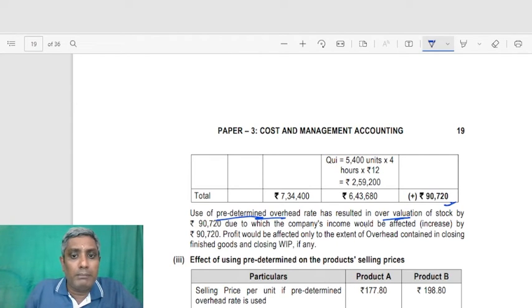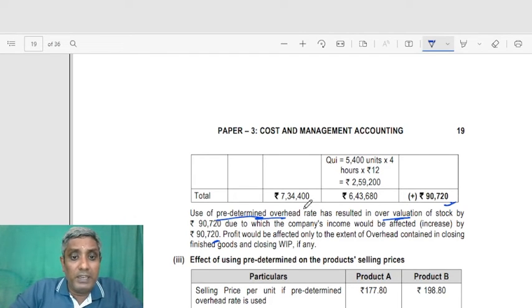So the company's income would be affected by 90,720. It would have been increased. The profit would be affected only to the extent of overhead contained in closing stock and work in progress. In this question there is no work in progress, so only the closing stock will be affected. Clear? Great going, my dear students.